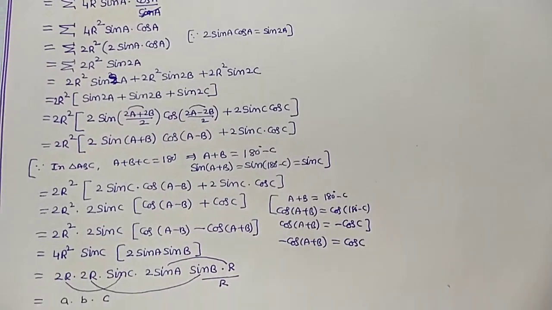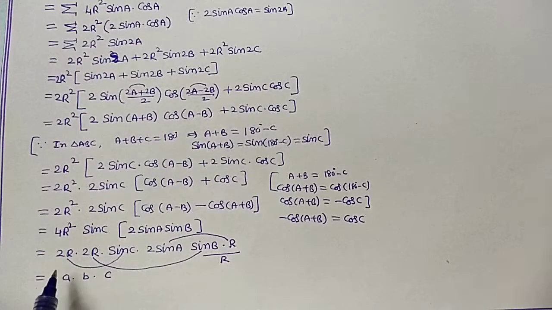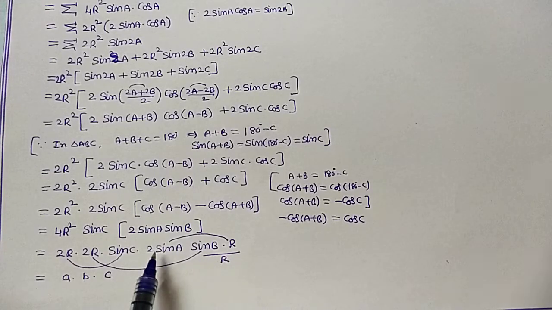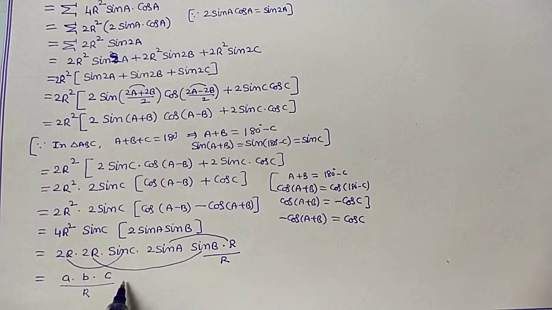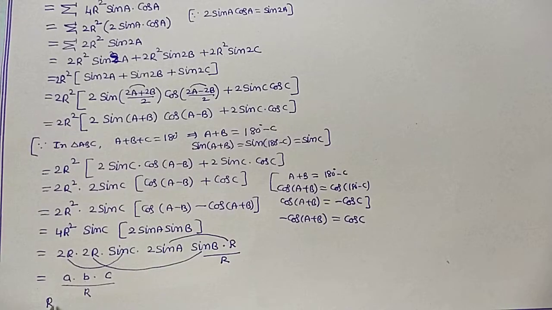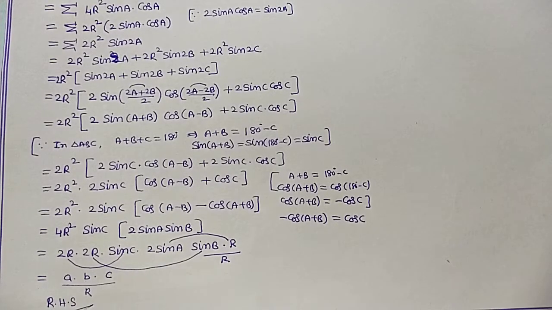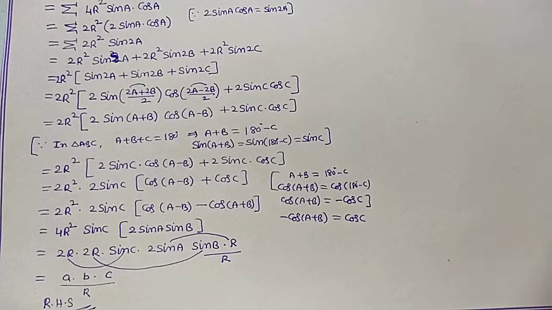2R into sin C is small c, 2R into sin B is small b. Here multiplying and dividing by R, 2R sin A is small a divided by capital R. Therefore, abc by capital R, LHS, which is required, RHS. Hence, proved.